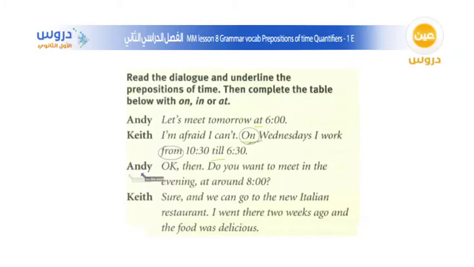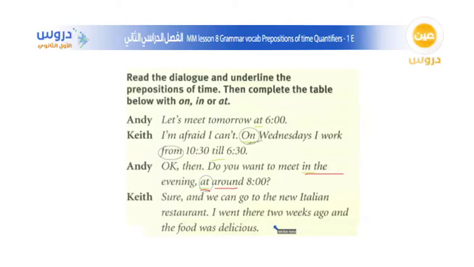Okay, Andy: then, do you want to meet in the evening at around 8 o'clock? Do you want to meet? No, here is infinitive. This is a verb. It's not a preposition, so here, no. In, yes. At, that's correct. Kit: Sure, and around, yeah. Sure, and we can go to the new Italian restaurant.